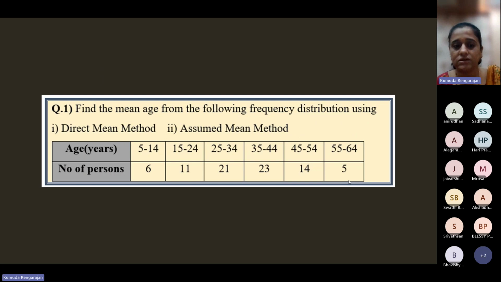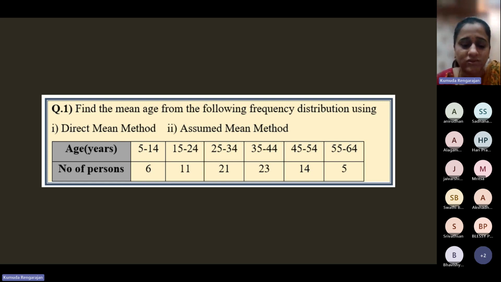So this is the first question I've shared on WhatsApp. Find the mean age from the following frequency distribution using the direct mean method and the assume mean method. So here you see that the class intervals are not continuous. The class intervals, they are not continuous.